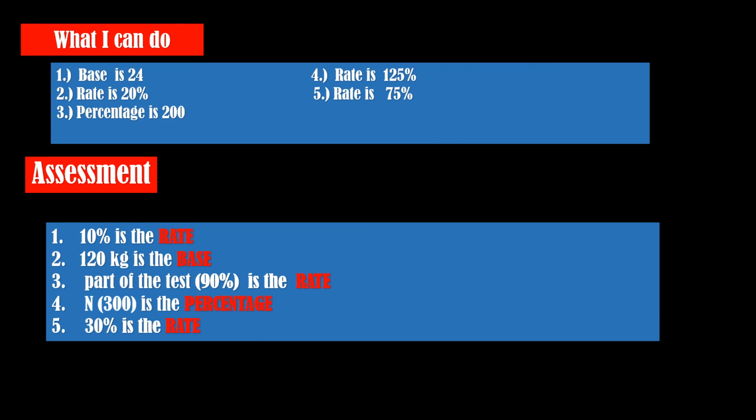The answer in number 1 is base is 24. Number 2 rate is 20%. Number 3 is 200, that is percentage. And number 4 rate is 125%. And number 5 rate is 75%. Now let's go to the assessment. Number 1, we have 10% is the rate. Number 2, we have 120 kilogram is the base. And then number 3, part of the test, 90% is the rate. And in number 4, we have 300 is the percentage. And number 5, 30% is the rate. Okay? So, is there any question?